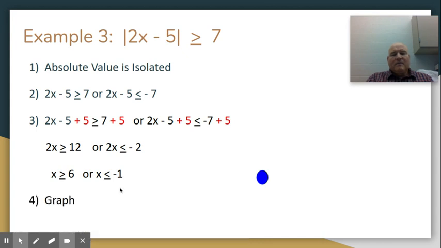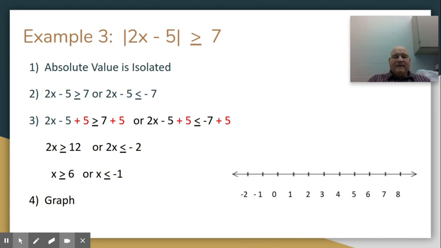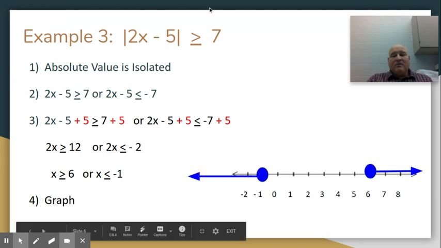Step 4, graph it. So again, here's my number line, scaled by 1s this time. Greater than or equal to 6, because we're equal to, it's a filled in dot on 6 going to the right. It's a filled in dot on negative 1 going to the left. And that is how you solve absolute value inequalities.